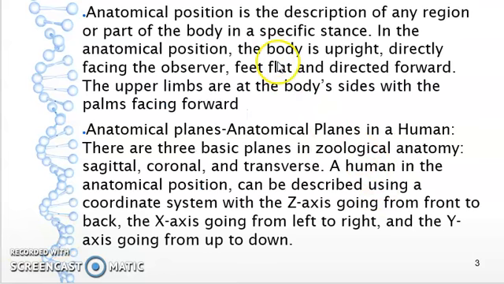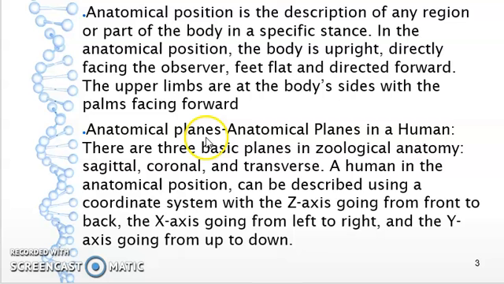Okay, so first of all, what is the anatomical position? It's the description of any region or part of the body in a specific position. In the anatomical position, the body is upright, directly facing the observer, feet flat and directed forward. The upper limbs are at the body's sides, with the palms facing forward.